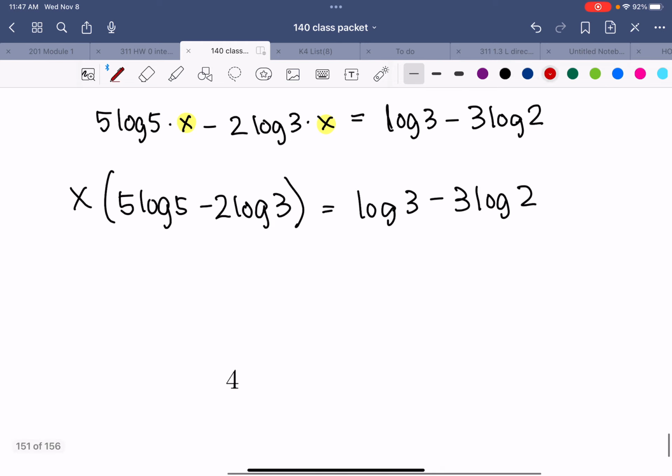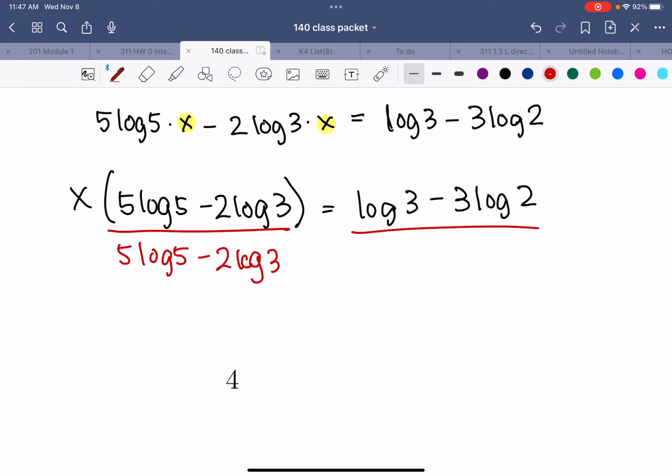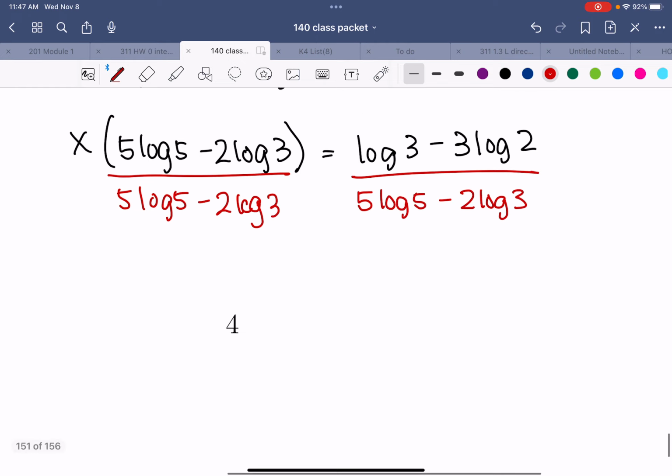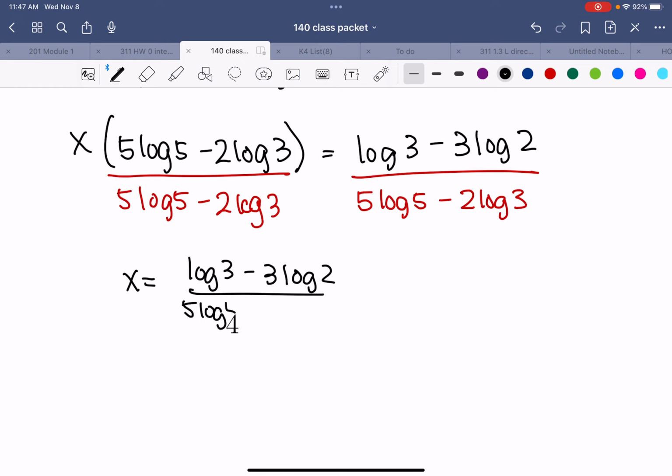And now I can go ahead and divide by everything that's in those parentheses. And that leaves you with your x. So x is equal to log of 3 minus 3 log 2 all over 5 log 2 minus 2 log 3. And we can go ahead and put that into our calculator and get a value for that.